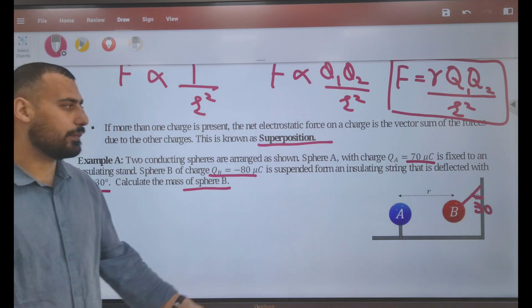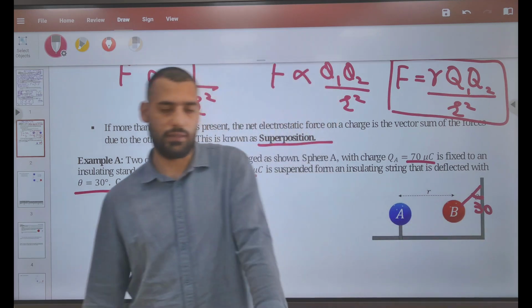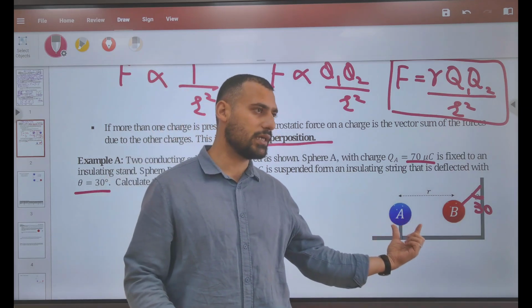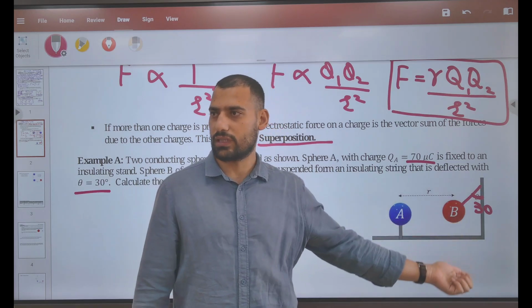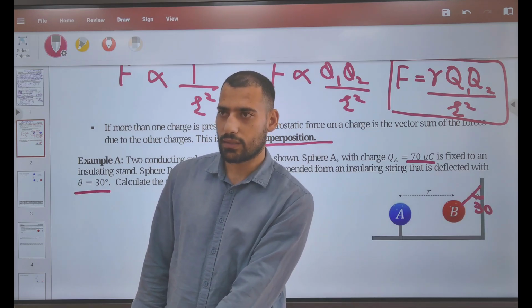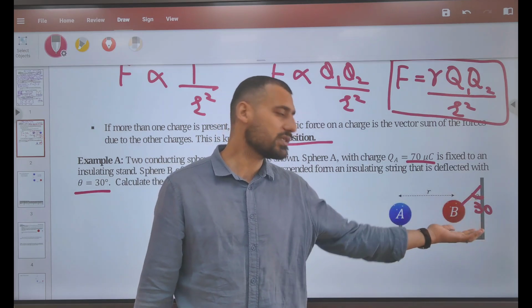So actually what is happening is, this body has some charge. Initially the string will be straight, right? But the moment body A is here with positive charge, what will happen? A is positive, B is negative, so they will start to attract, right? Now because B can move, B is going towards A. So this angle here is 30 degrees. The question is, what is the mass of B?